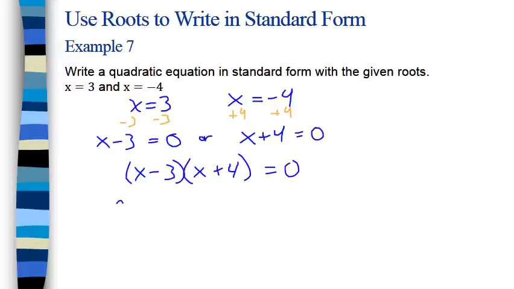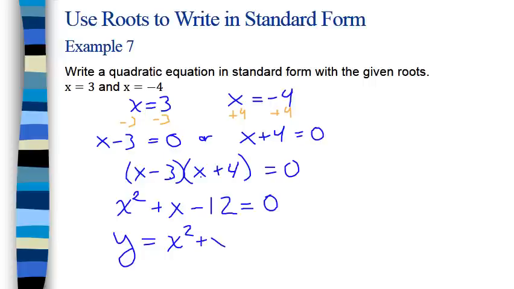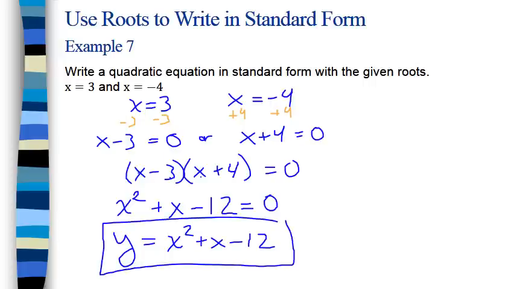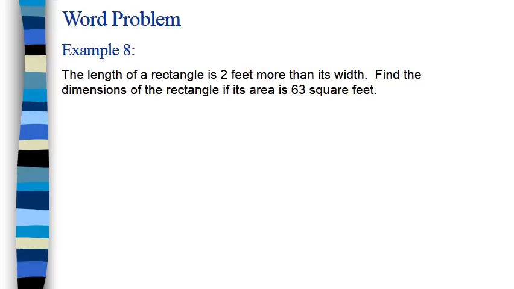And by the distributive property, x squared, 4x minus 3x is plus x, negative 3 times 4 is negative 12, must equal 0. Therefore, there is an equation where y equals x squared plus x minus 12, where the roots are 3 and negative 4. In addition to writing quadratic equations, we can also use quadratic equations to solve real-world problems.